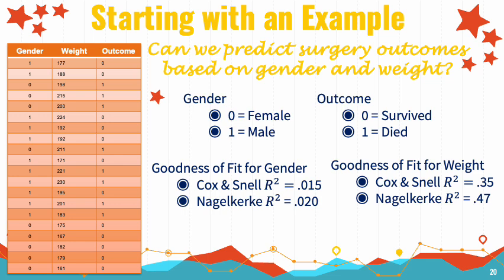However, let's look at the goodness of fit for weight. The Cox and Snell R-square is 0.35, or 35% of variability is explained by weight, and the Nagelkerke R-square is 0.47, or 47% of variability is explained by weight.